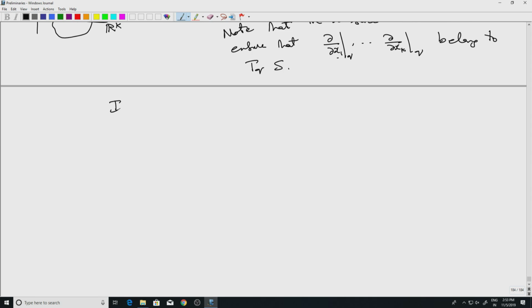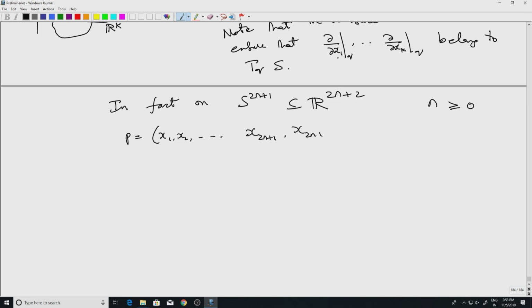In fact, on S^{2n+1} contained in R^{2n+2}, for any n bigger than or equal to 0, I can write down a similar vector field. So let's start with a point p equals (x1, x2, ..., x_{2n+1}, x_{2n+2}). So let's start with this point in the 2n plus 1 dimensional sphere.